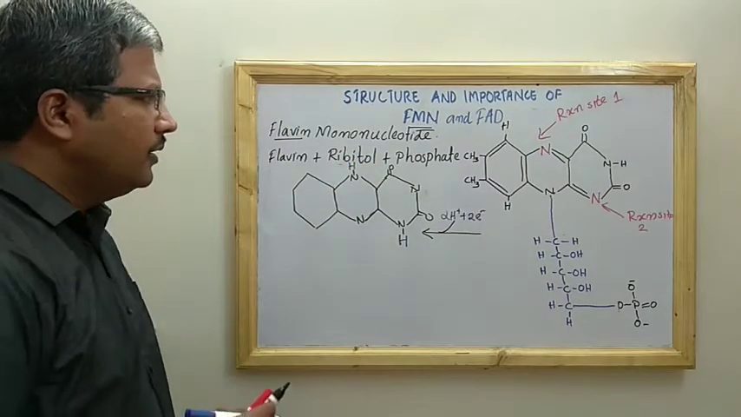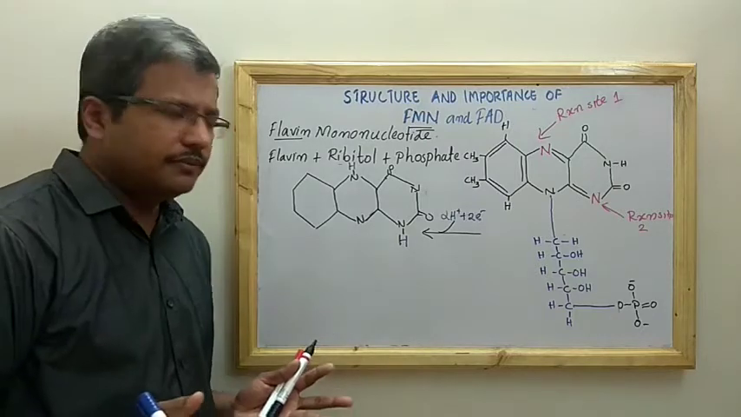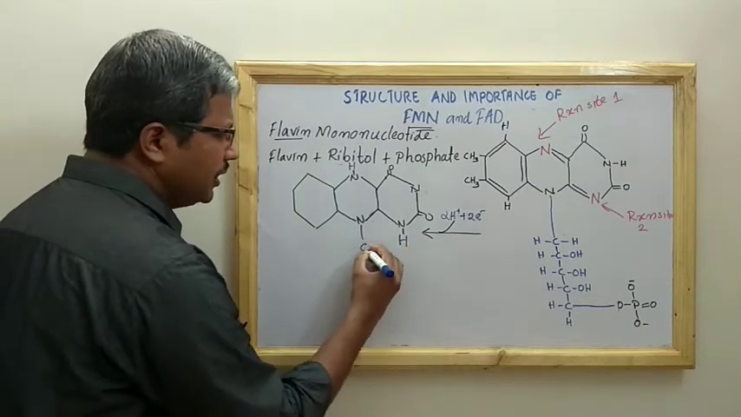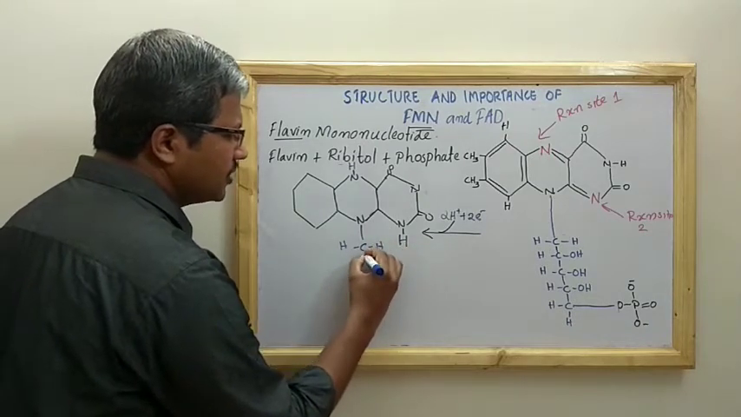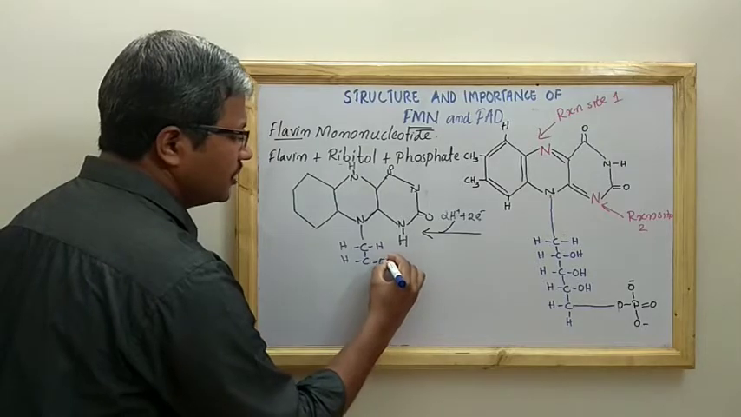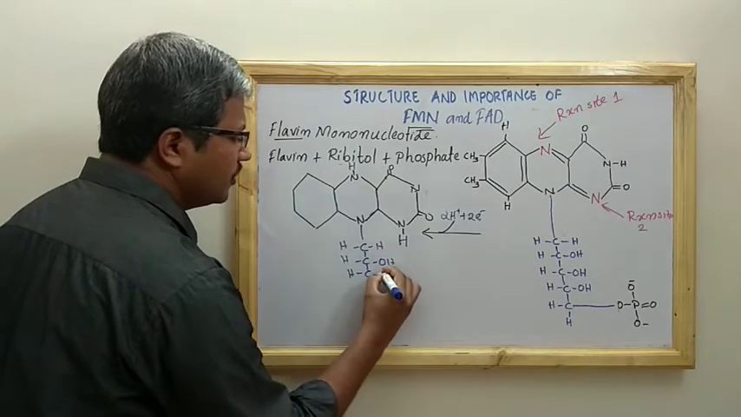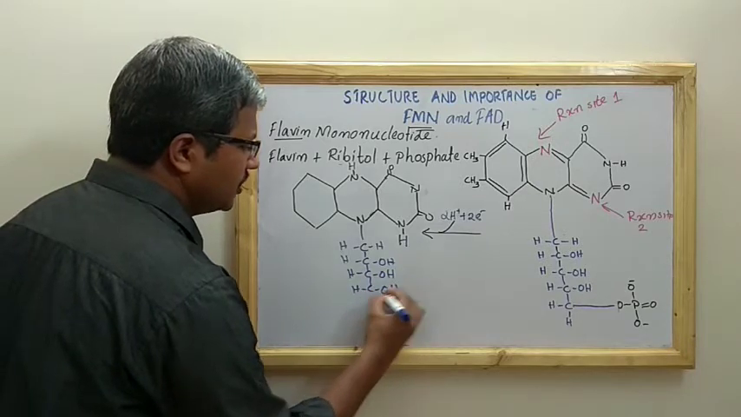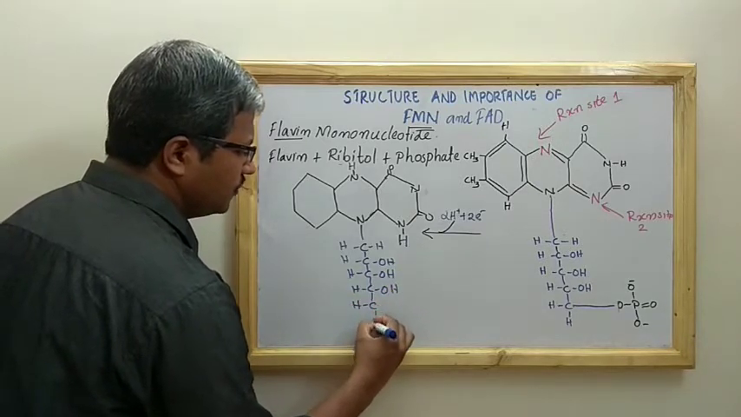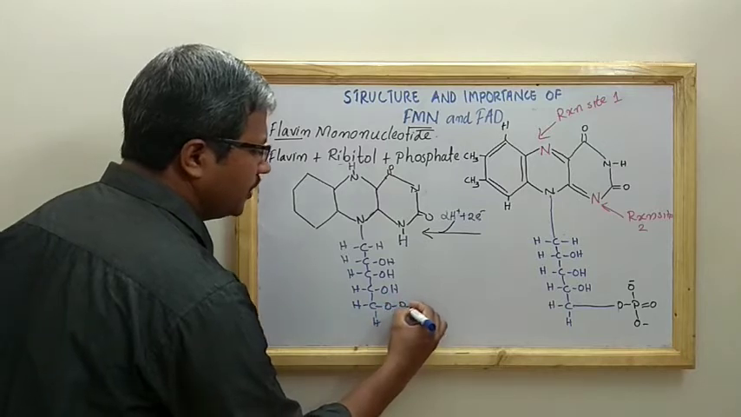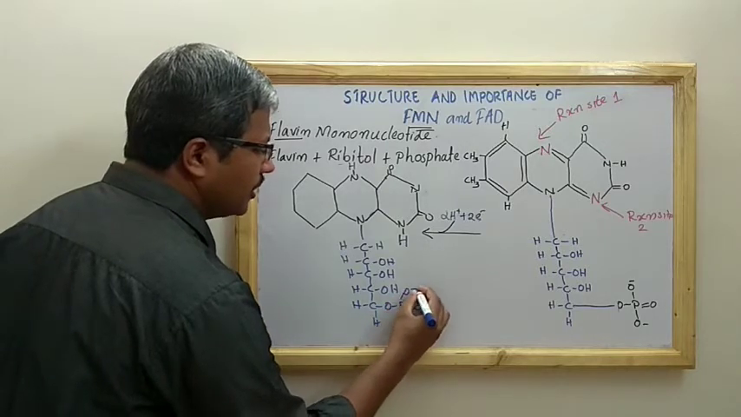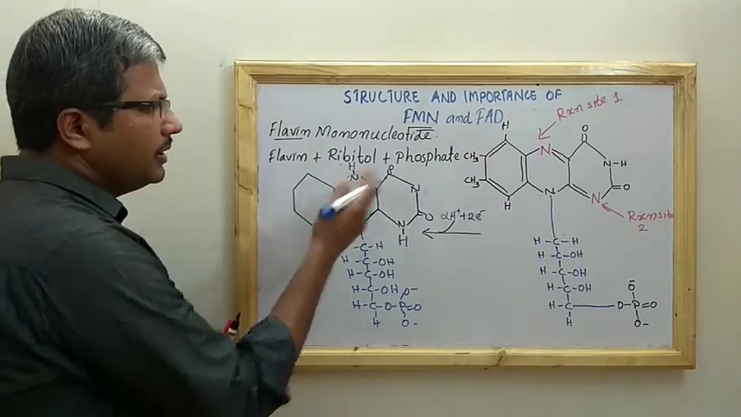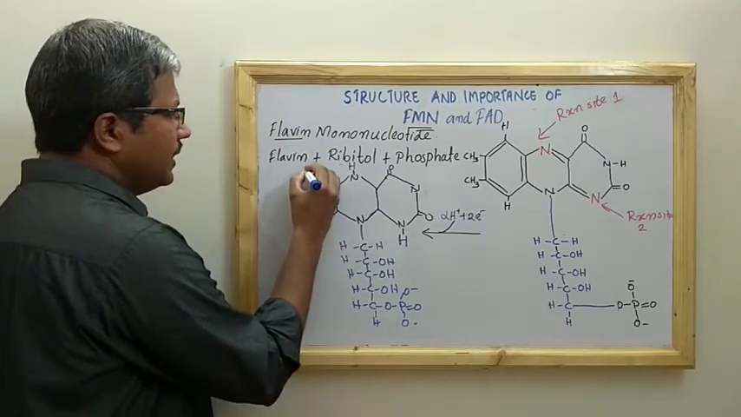Okay, the remaining structure is the same. You will be having a connection with the ribose. So CH, OH, CH, OH, CH, OH, CH2, O, P, double bond O, O minus, O minus. Okay, so you got it. And the remaining you can just fill in, the entire structure.